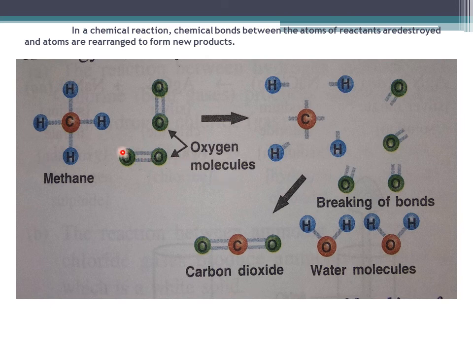Here you can see the reactants are methane and oxygen. The products are carbon dioxide and water molecules. You can see the bonds in methane, carbon and hydrogen linked together by a bond. Here also you can see carbon atoms and hydrogen atoms linked together by a bond. Oxygen, two atoms of oxygen in a molecule of oxygen linked by a double bond.